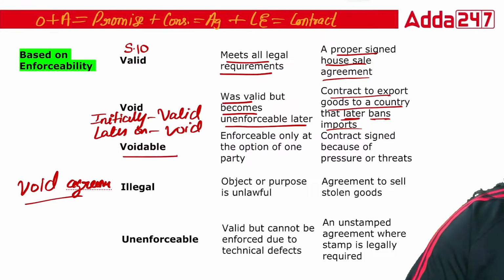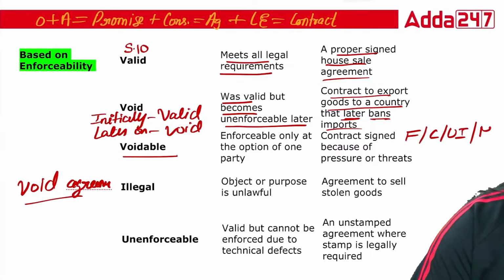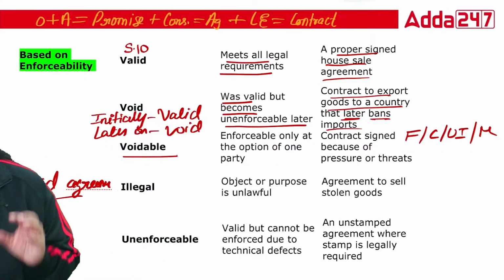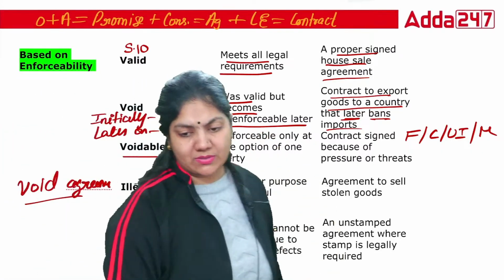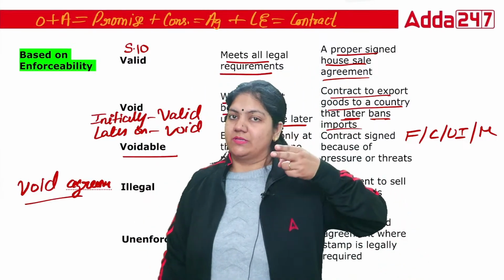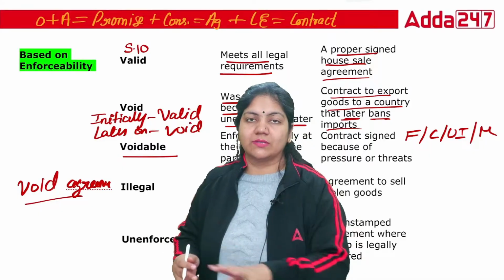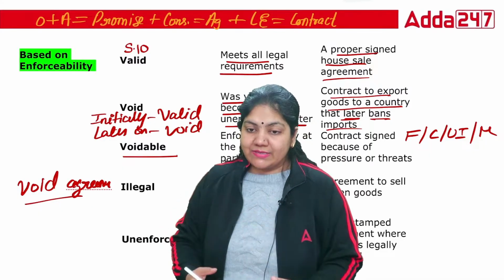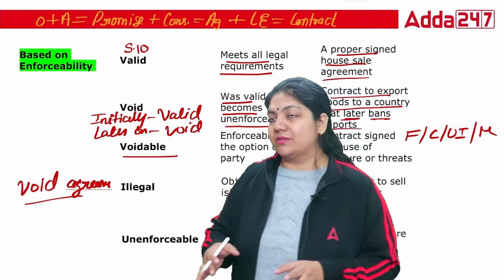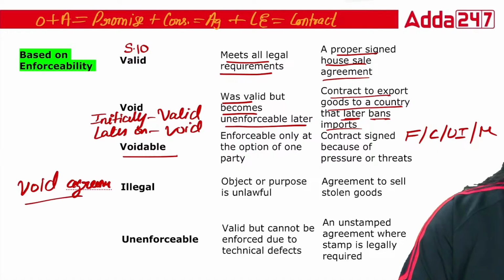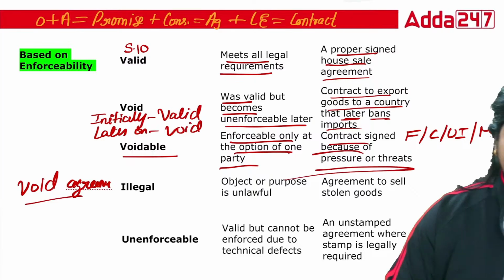Now what is voidable contract? Voidable contract means a contract done by fraud, coercion, undue influence, or misrepresentation. If one party is doing any one of these four things, in that case the opposite party has the right to rescind the contract. So this is called voidable contract. Suppose Nikkita ma'am at gunpoint says to Neha ma'am, give me your property, otherwise I will shoot you. Neha ma'am signs all the property documents over to Nikkita ma'am. Later on you will go to the court and file the case. So this is the example. Voidable contract is enforceable only at the option of one party; a contract signed because of pressure and threat is the example.